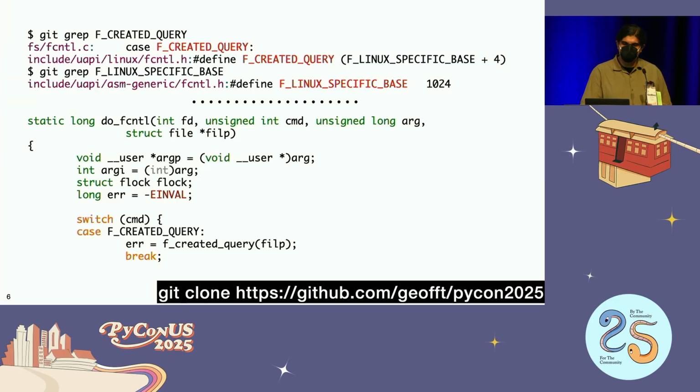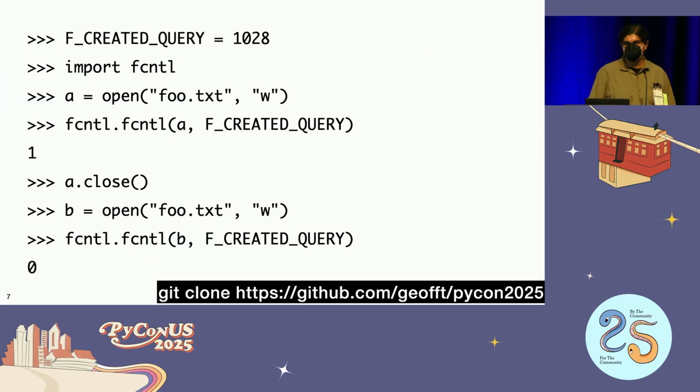So now we know enough to go try it out in Python. And so I'm going to open a Python shell. I'm going to define fcreated query because no one else has defined it anywhere in Python's fcontrol module. And so I'm opening this file, foo.txt, and I ask, what is fcreated query for it? And it says 1. And I close it, and I open it again, and I call it again, it says 0. So that's essentially the answer to your question.